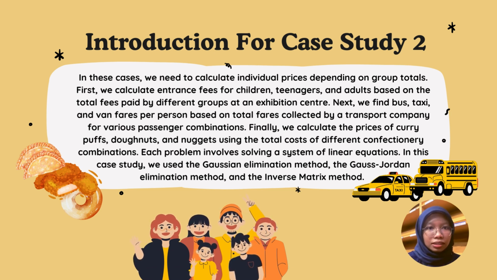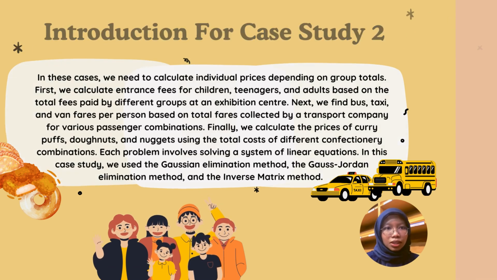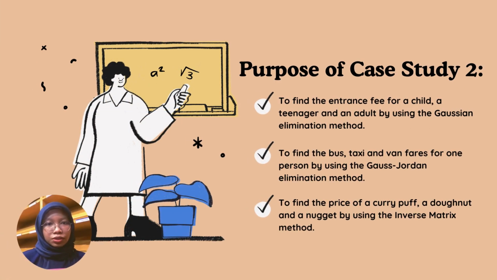In this case study, we use the Gaussian elimination method, the Gauss-Jordan elimination method, and the inverse matrix method. Purpose of study for case study 2. First is to find the entrance fee for a child, a teenager, and an adult by using the Gaussian elimination method. Second is to find the bus, taxi, and van fares for one person by using the Gauss-Jordan elimination method. And the last one is to find the price of a curry puff, a donut, and a nugget by using the inverse matrix method.